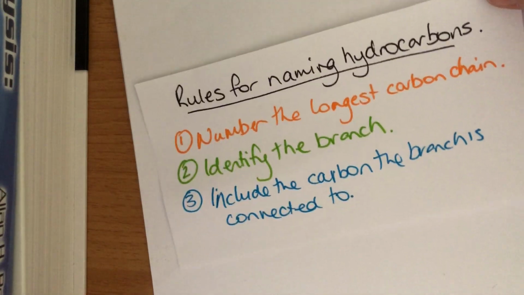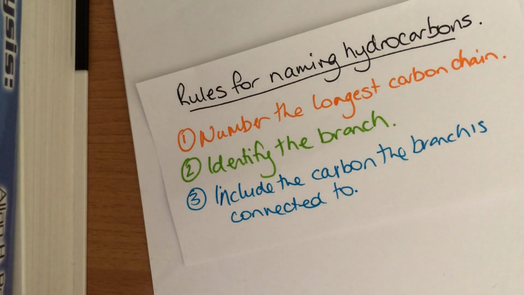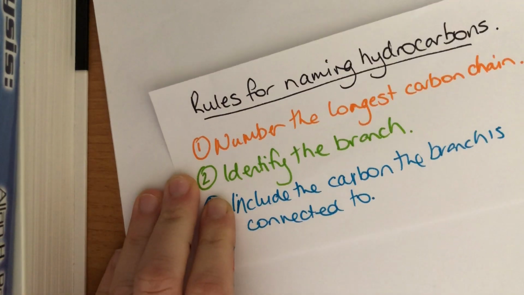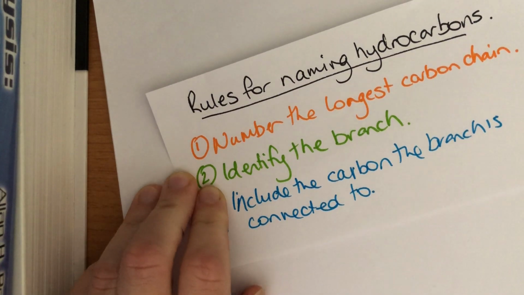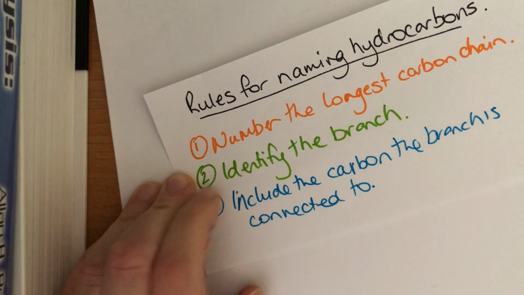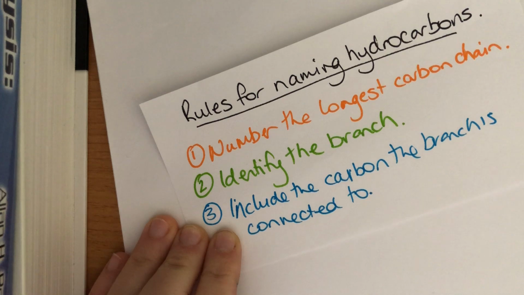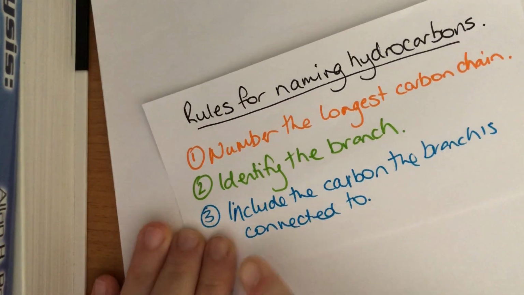Okay, today we're going to look at naming hydrocarbons. There are 3 rules that you need to follow. The first one is to number the longest carbon chain. You then need to identify any branches that are coming off the chain, and then you need to make sure that you include the number that the branch is coming off. So these are our 3 rules to remember.